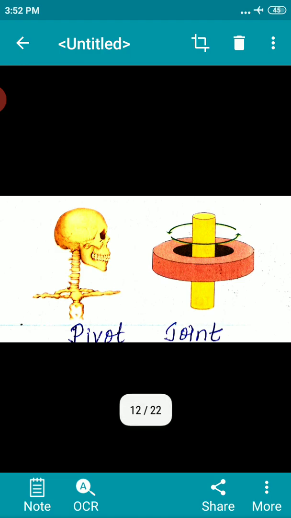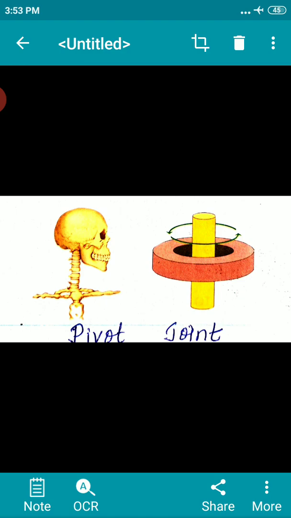Now the third one we can see, the pivot joint. The place where our neck joins the head is a pivot joint. It allows us to bend our head forward and backward and turn the head to our right or left. It does not allow free rotation as in the case of the ball and socket joint. In a pivot joint, a cylindrical bone rotates in a ring.